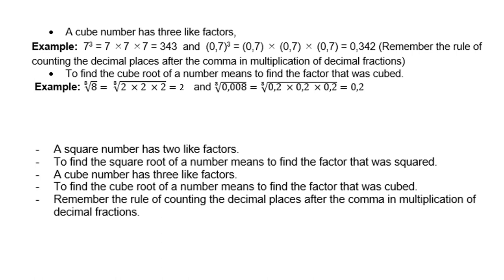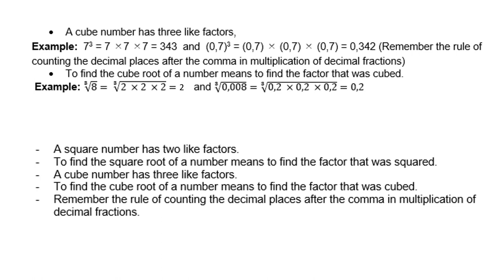A cube number has three like factors. For instance, 7 to the power 3 is 7 times 7 times 7, which of course is 343. And 0,7 to the power 3 is 0,7 times 0,7 times 0,7, which now will be 0,343. Remember the rule of counting the decimal places after the comma in multiplication of decimals. So therefore, three decimal places.